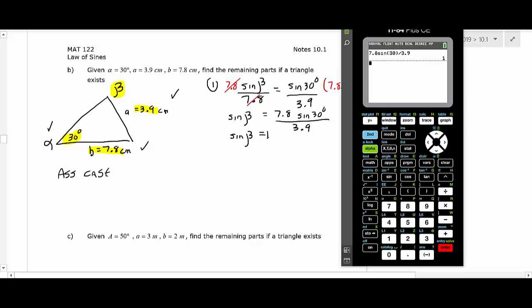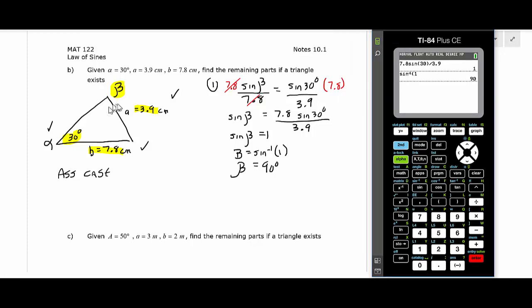Okay, well, it's okay for the sine to be 1. Now, you could go ahead and do the inverse sine of 1. If you don't know what that is, you get this on the unit circle. So inverse sine of 1 is going to be 90 degrees. Okay, so what we have is beta equals 90 degrees. Okay, so we've got the first part of the problem put together.